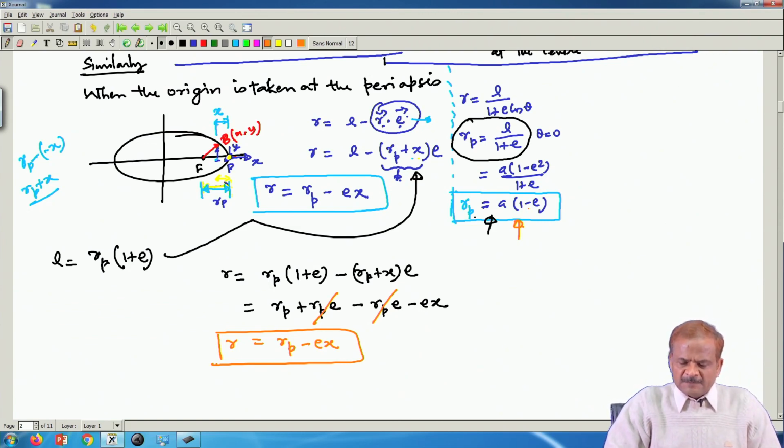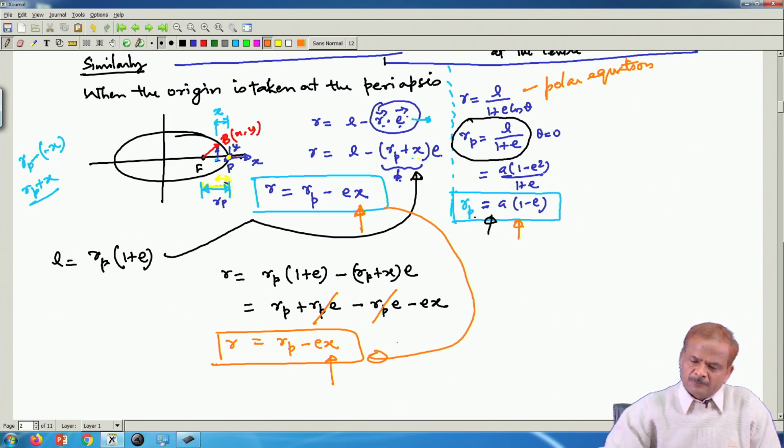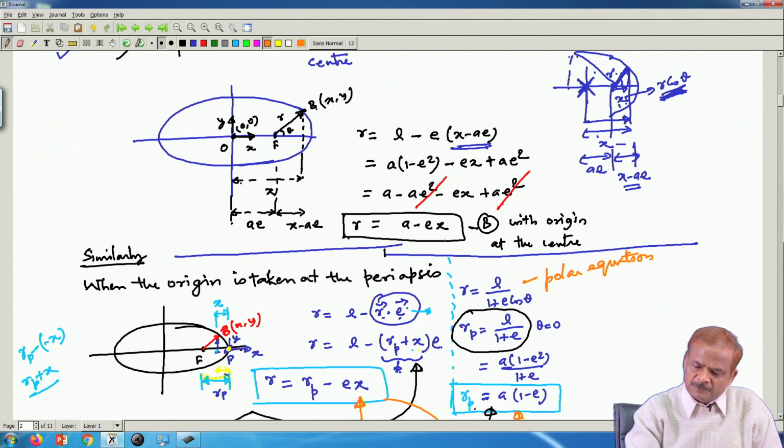So, by shifting the origin from the focus to periapsis or to the center, we can see how the form of the equation representing R changes. Okay. So, this is our polar equation, but here the Cartesian coordinates are involved. Here you can see that x is involved in this place, here also the x is involved. These two are the same equation. So, we have to go a little bit up. Here also the x is involved.